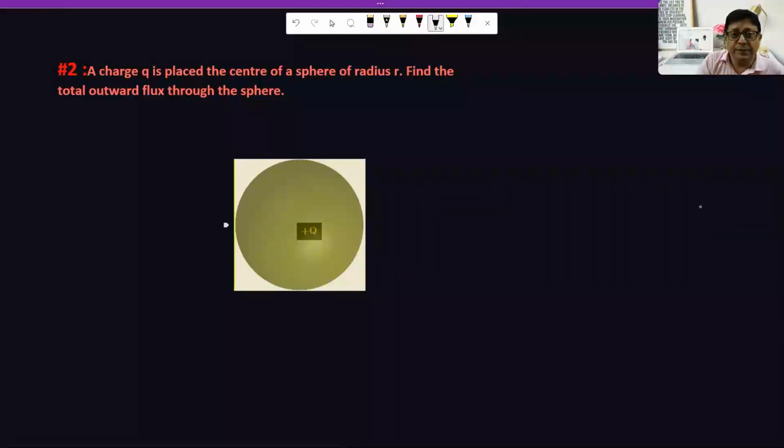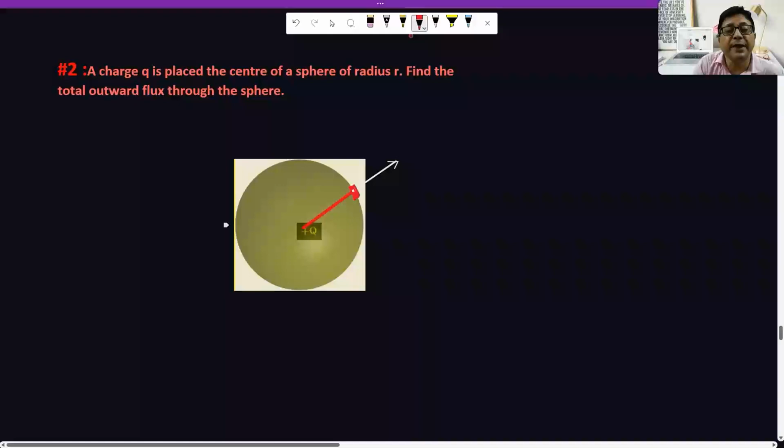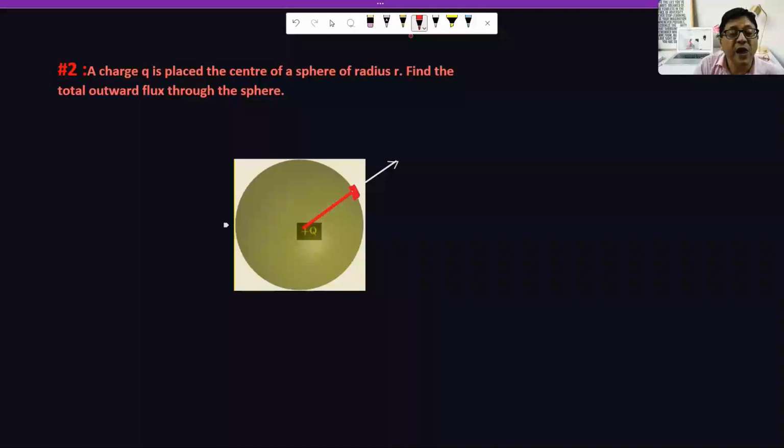We will be using the method I have already explained. Take an elemental portion here, I mean at every part. Electric field lines are radially outward. This is already explained. These field lines will go this way, coming out, not getting in. So the electric field due to this area is radially outward. Let this field be E1 and this area be delta A1.